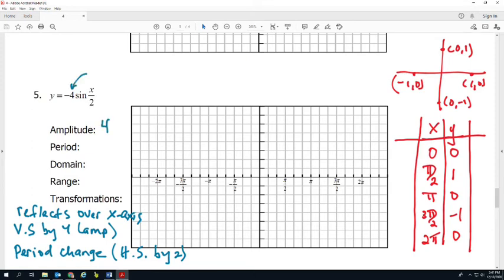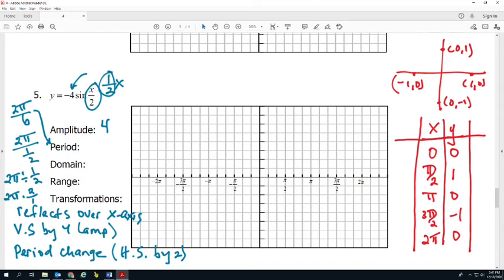Remember, the amplitude is always positive. My period will change by this. It's understood this right here is the same thing as saying 1/2 x. So my b value is 1/2. So I'm going to be doing 2 pi divided by 1/2. Remember, you do 2 pi divided by b to get the period. So 2 pi divided by 1/2 is the same thing as 2 pi times 2 over 1. So that will be 4 pi.